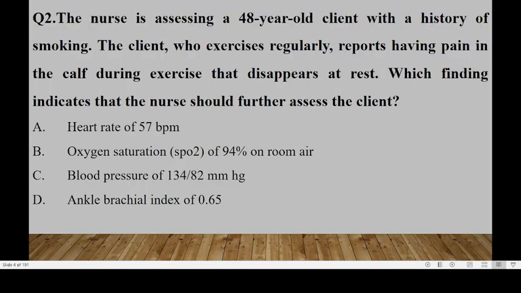Question number 2: the nurse is assessing a 48-year-old with a history of smoking. The client who exercises regularly reports having pain in the calf during exercise that disappears at rest. Which finding indicates that the nurse should further assess the client?